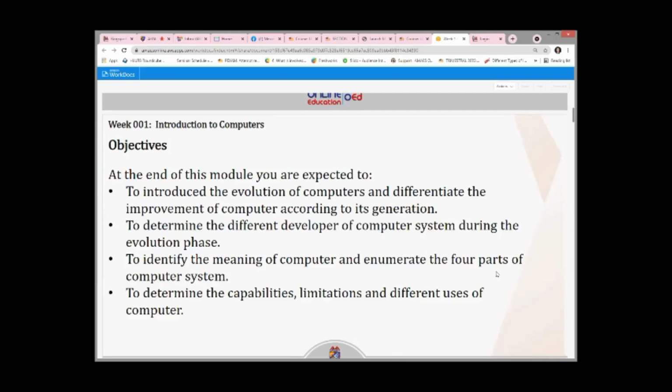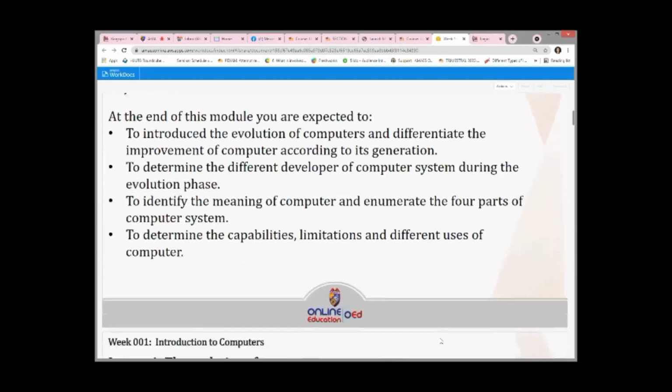And then third, identify the meaning of computer and enumerate the four parts of a computer system. And then fourth, determine the capabilities, limitations, and different uses of computer.